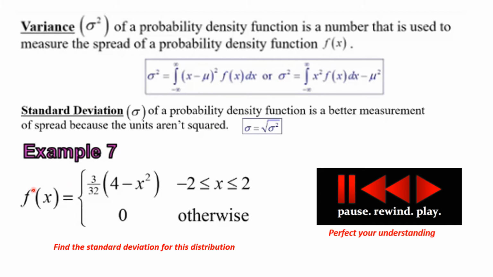So here is a definition, and here is an example. I want you to find the standard deviation for this distribution. f of x is equal to 3 over 32 times (4 minus x squared), from minus 2 to 2, and it's 0 otherwise. Find the standard deviation. Okay, so you should know what to do. Let's see how you did.